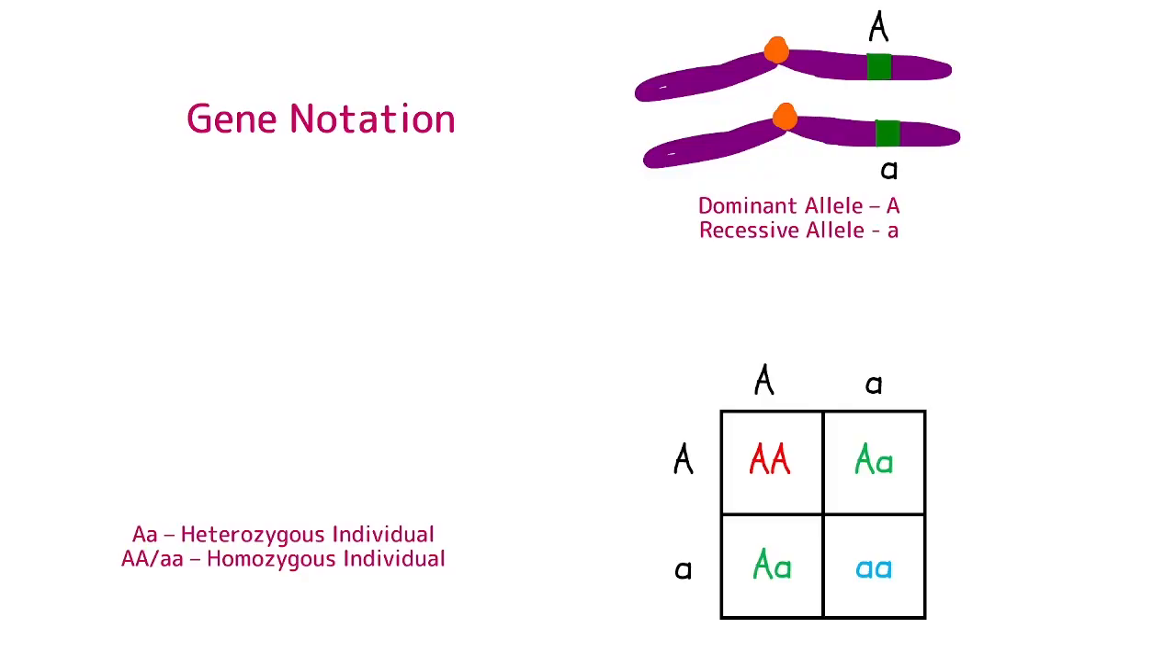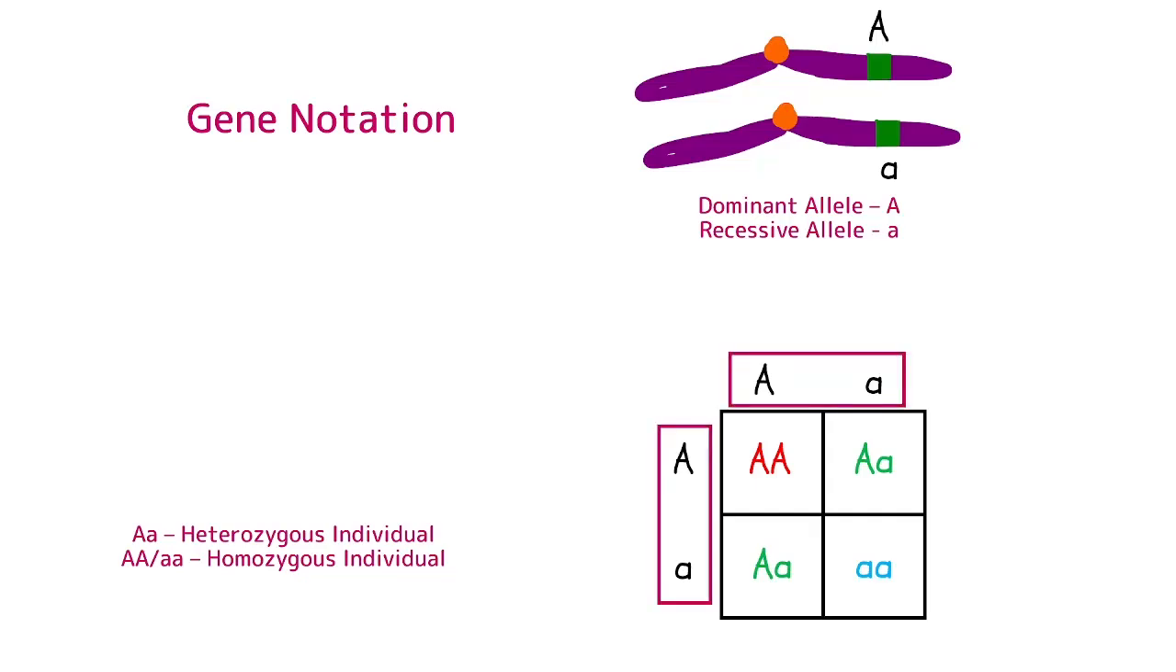To quickly define also the other terminology, the homozygous individual is the individual which has the same alleles for both chromosomes, and the heterozygous individual is the one which has different alleles for the two chromosomes.